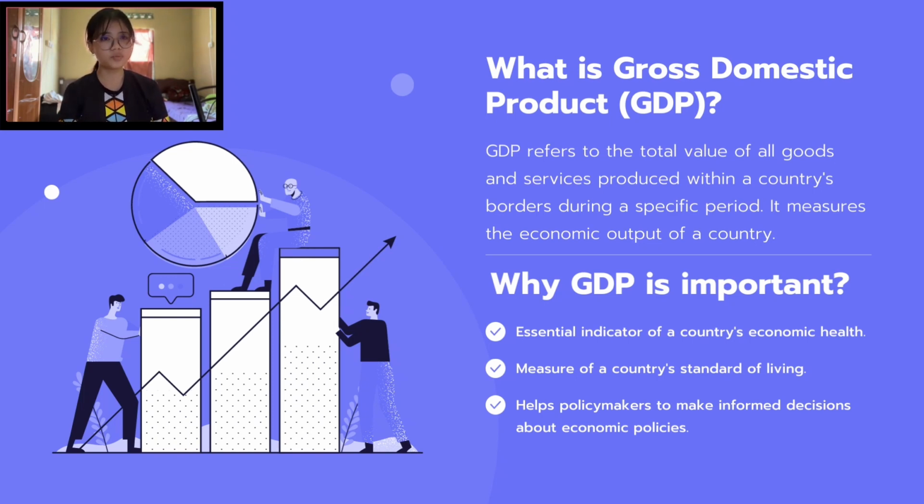So, why is GDP important? GDP is important because it is an essential indicator of a country's economic health. It also acts as a measure of a country's standard of living. It helps policymakers to make informed decisions about economic policies.